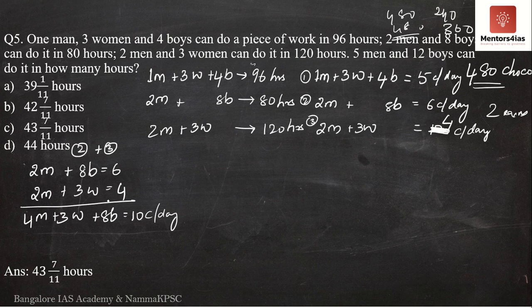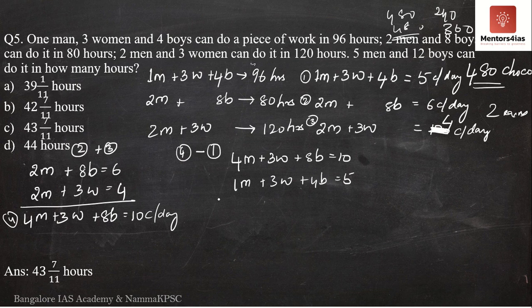So now what I will do is take the first equation and the fourth equation. I will try and eliminate women. So I will subtract the first equation from the fourth equation. So I have 4m plus 3w plus 8b is equal to 10, and 1m plus 3 women plus 4b is equal to 5. So I'm going to subtract now. Minus, minus, minus. So we get 3m, plus 0, plus 4b is equal to 10 minus 5, which is 5. So we have 3m plus 4b is equal to 5. Let this be my fifth equation.